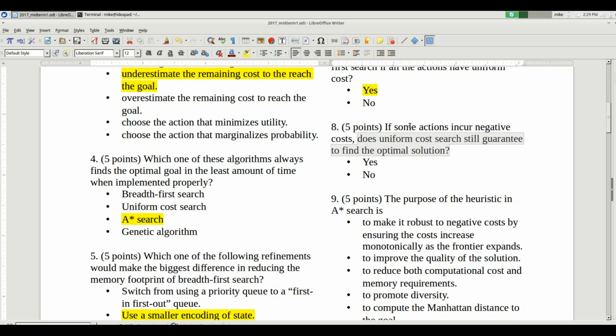If some actions incur negative cost, does uniform cost search still guarantee to find the optimal solution? This one was almost more of a were-you-paying-attention-during-the-lecture type question. And I hate those. I'd rather do you-understand-the-algorithm ones. But here's the case where it doesn't.